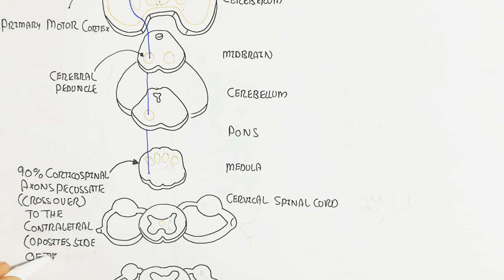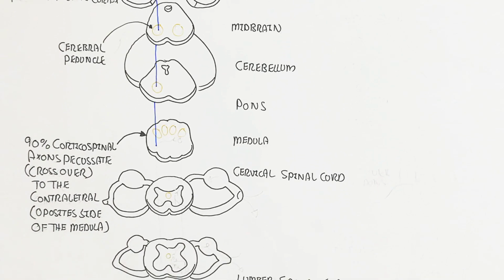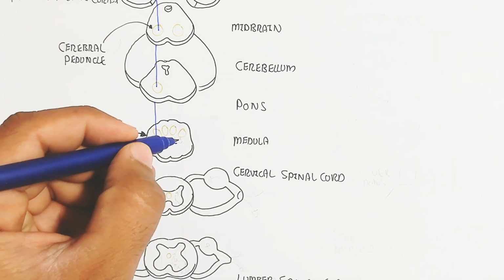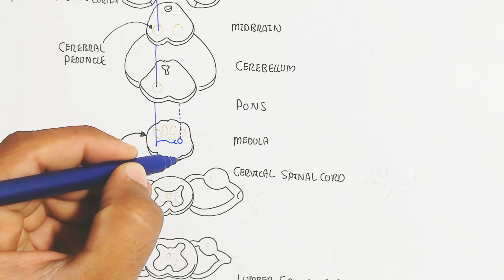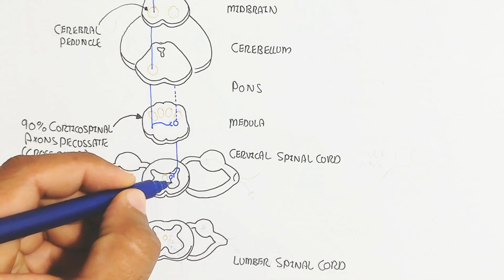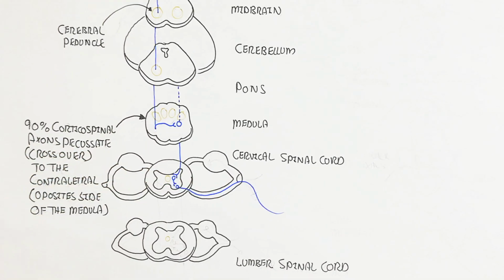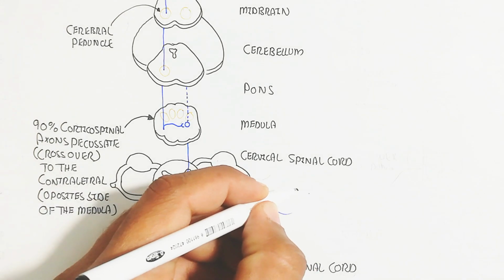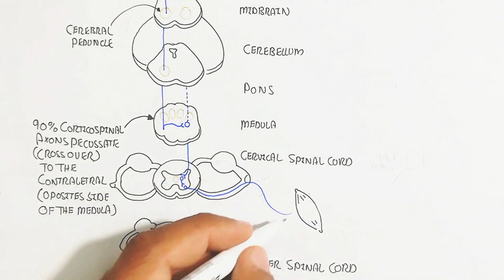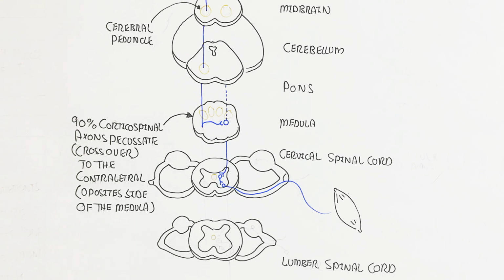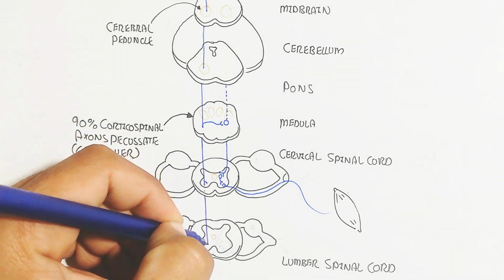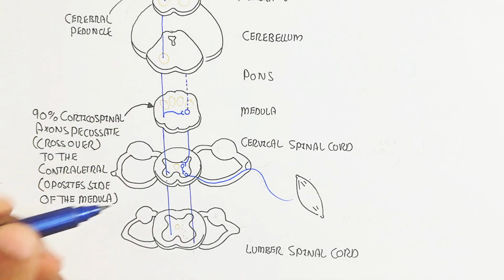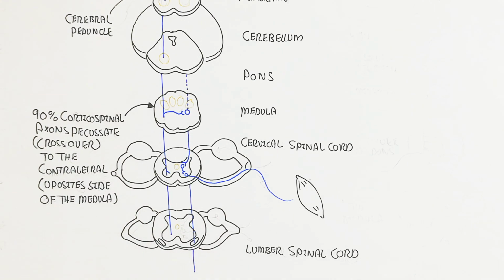Here, 90% of the corticospinal axons decussate, crossing over to the opposite side at the medulla. This is the lateral corticospinal pathway. In this way, the right side of the brain controls the left side of the body, and the left controls the right side of the body.